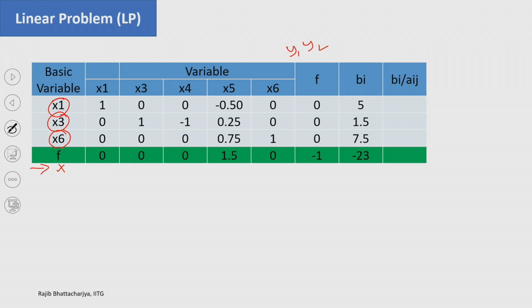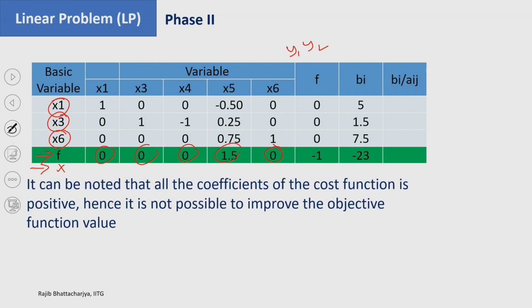Now, the question is, can we improve this solution? There is no negative coefficient in the objective function row. All are positive. Therefore, you cannot improve this solution, and so I can say that whatever solution you are getting, that is the optimal solution. What I have written here is that it can be noted that all the coefficients of the cost function, that is the objective function, are positive. Hence, it is not possible to improve the objective function value. You will not get any improvement because all of them are positive.